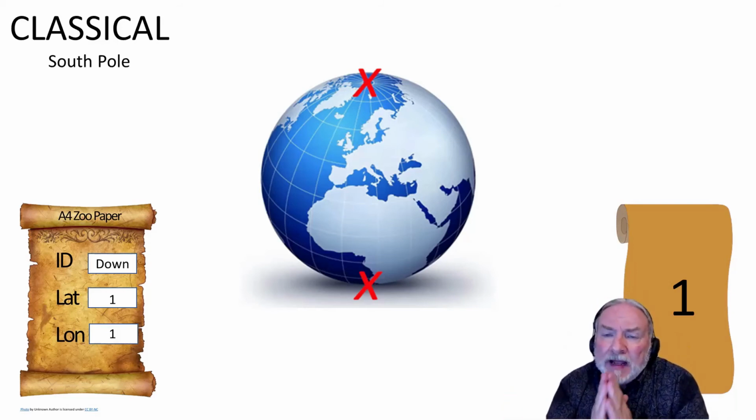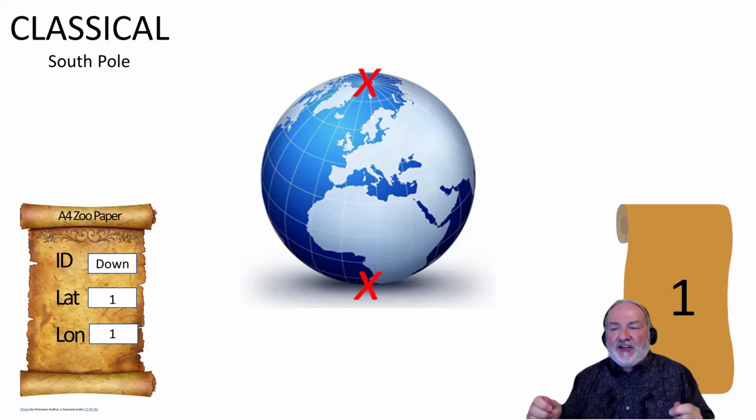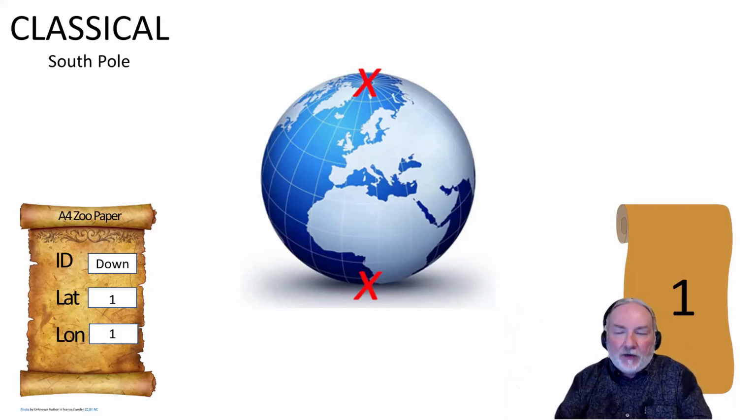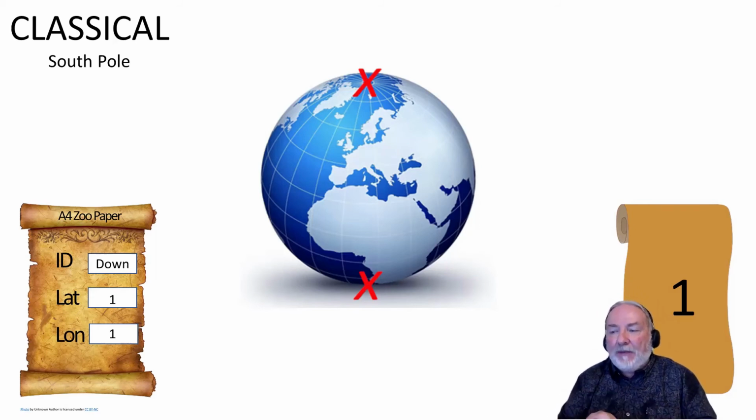I say to the younger people I lecture to, imagine getting two A4 sheets of paper, running up to the North Pole and sticking one on the North Pole and writing a 0 on that one, and then going to the South Pole and sticking the A4 sheet of paper on the South Pole, and you put a 1 on that. That is how every computer works, including the one that does 200 quadrillion operations a second.